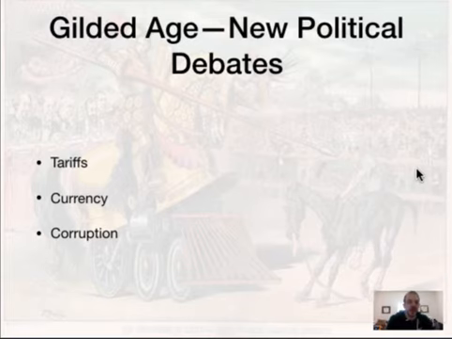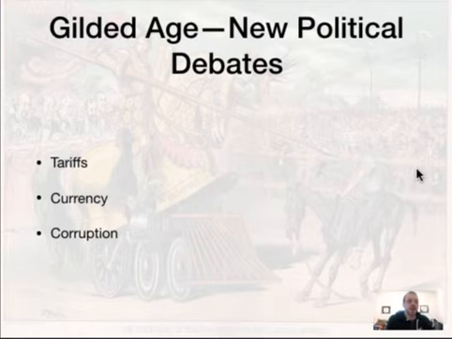We'll also see an emergence of some new political debates in this time period. Debates over the tariff and whether or not it's still needed. Remember, a tariff is designed to help infant industries just getting started, help them compete with especially foreign competition. American industries aren't infant industries by the end of the 1800s.